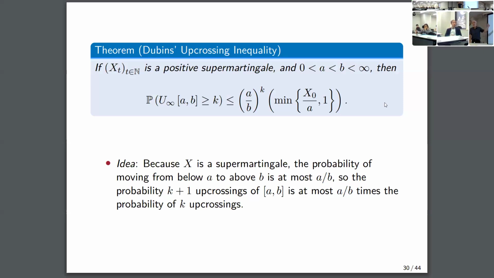And then we're just going to repeatedly apply that. So if we're below a, probably we go above, it's at most a over b. How likely is it we go from a over b back down and back up again? Well, intuitively, it should be no more than a over b squared. So that's the idea. Ordinarily, when I would teach this, I would stop there.